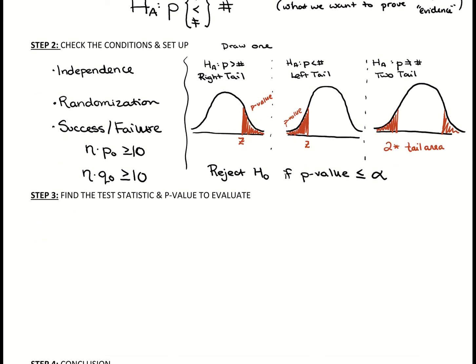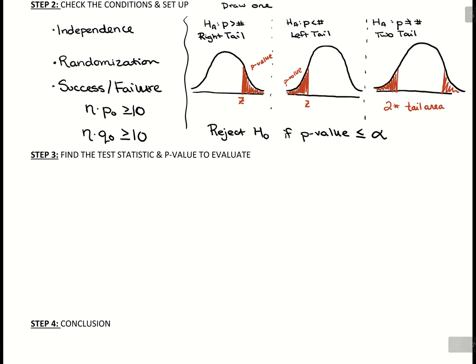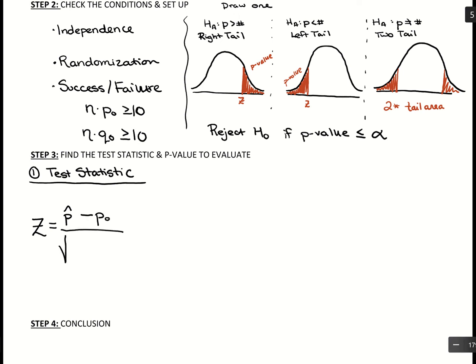So finding the test statistic and the p-value to evaluate. This one I do in 3 little sub-steps. First thing is find that test statistic. The test statistic is going to be that z-score that we need. To calculate that z-score, you want to use the formula z equals: we take our sample proportion minus the proportion from our null hypothesis, divided by that standard error formula. So the null hypothesis proportion times 1 minus that value, over sample size.